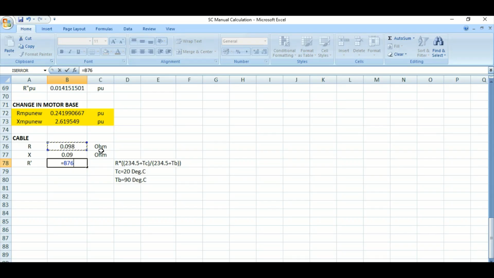R dash equals this old R multiplied by 234.5 plus 20, divided by 234.5 plus 90, so 0.0768. Again, this is in ohm, so this is the R dash value.